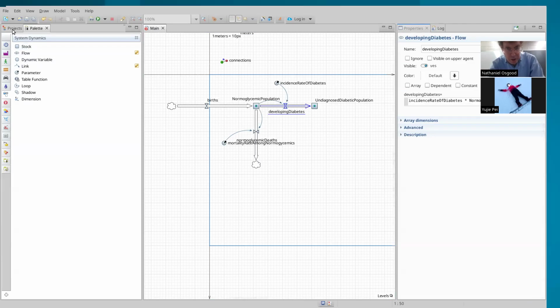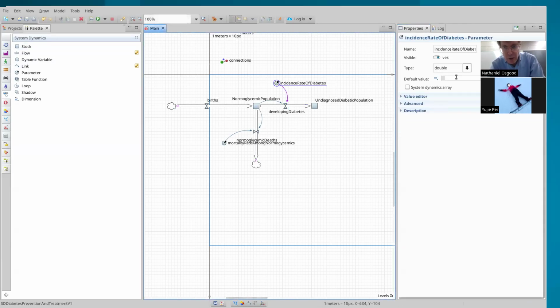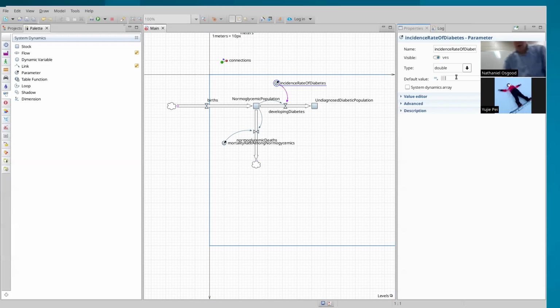So if I run this, I have to give an incidence rate of diabetes on a per year basis. I'm going to give you an incidence rate of diabetes of 0.01 per year, which is its time unit. We actually are not going to yet be starting to mark these up. So that's a 1% chance per year that someone will develop diabetes.